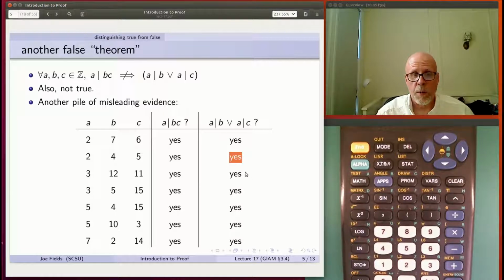And is the other statement correct? Does 3 divide 11 or 12? Well, I can see that 3 divides 12. It doesn't go into 11, but we just need it to divide one of them for the or statement to be correct.